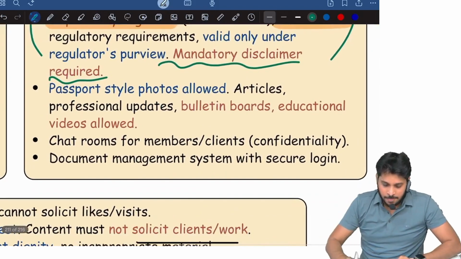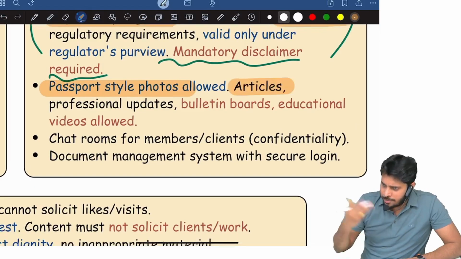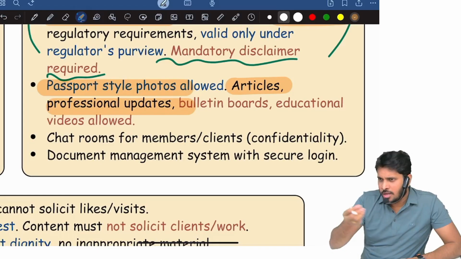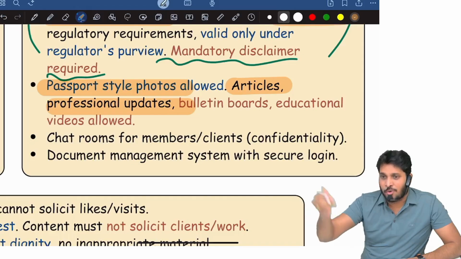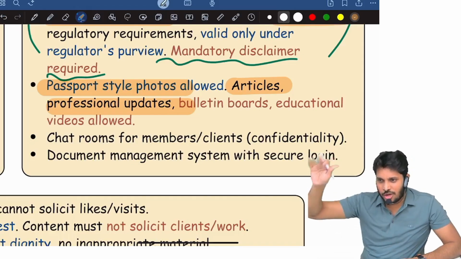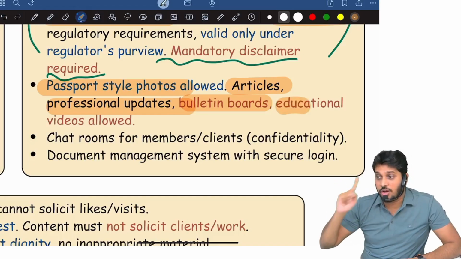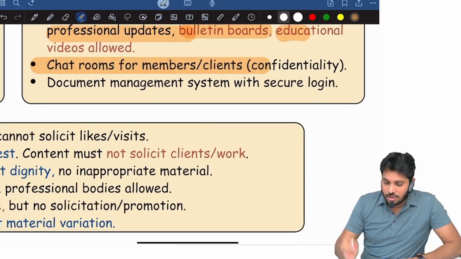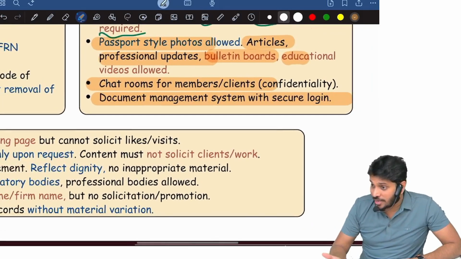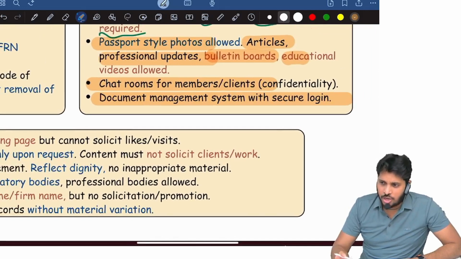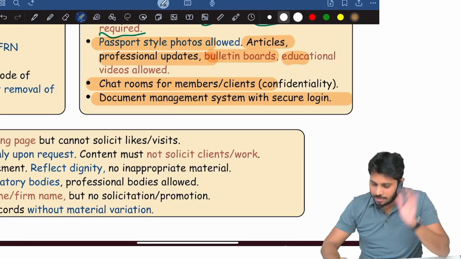Okay, next, the partners can keep passport size photos, and you can publish articles, like in websites, blogging. You can develop blogs and all that. But remember, it should always be on pull mode, it should not be working on push mode. Then chat rooms and all also you can enable, and a document management system also you can have on the website with a secure login. Document management system means clients can submit data on the website by logging into the website. That and all can be done, no problem.